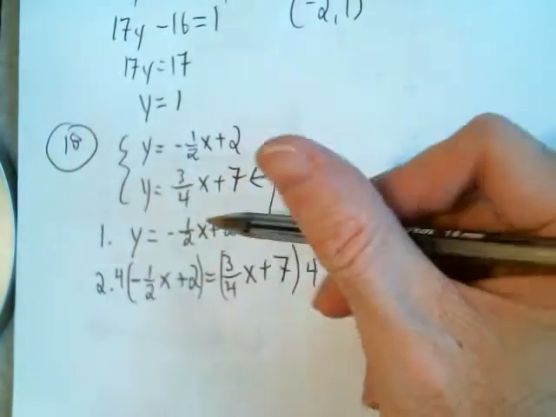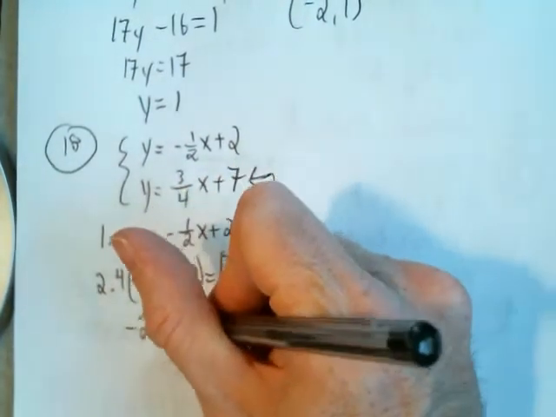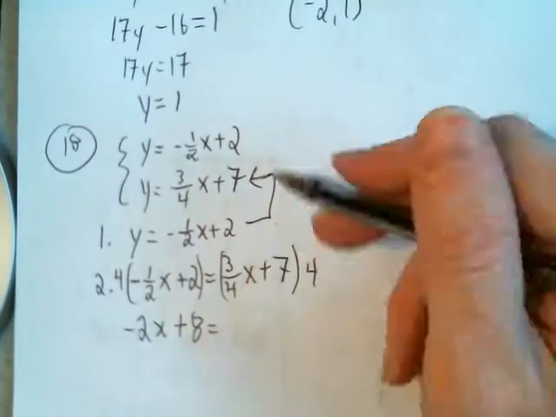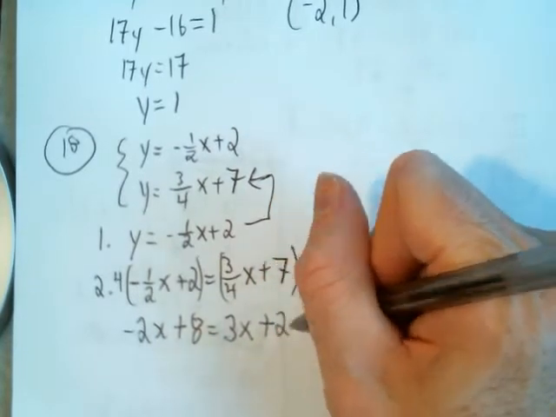On the left-hand side, 4 times negative 1/2 is negative 2. 4 times 2 is 8. On the right-hand side, 4 times 3/4 x is 3x. And then 4 times 7 is 28.